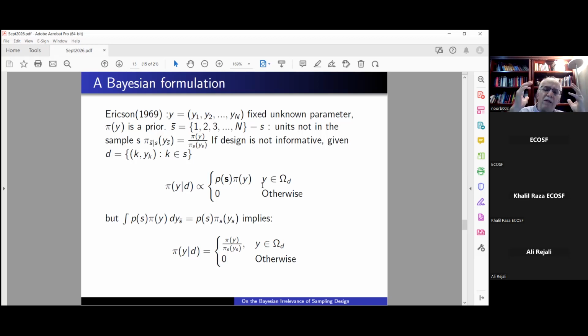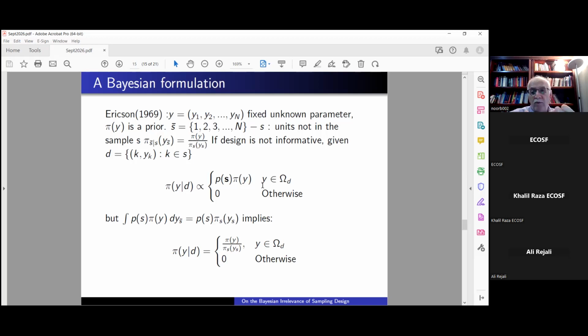Sufficiency is accepted and usually practiced in our life. The ancillarity or conditionality principle is also practiced in our life. If you accept these two, you have to accept conditionality. And if you accept conditionality, you have to accept the likelihood principle, and then you have to accept that designs are irrelevant within this framework.